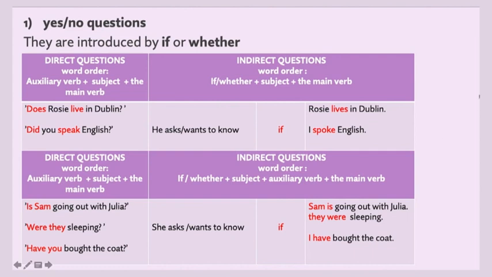To izgleda ovako. Is Sam going out with Julia? She wants to know if Sam is going out with Julia. Were they sleeping? She wants to know if they were sleeping. Have you bought the coat? She wants to know if I have bought the coat. Dakle, u direktnom pitanju je bilo is Sam, a u indirektnom Sam is. Pa smo imali were they u direktnom pitanju, a u indirektnom pitanju they were. I have you u direktnom pitanju, a u indirektnom I have.